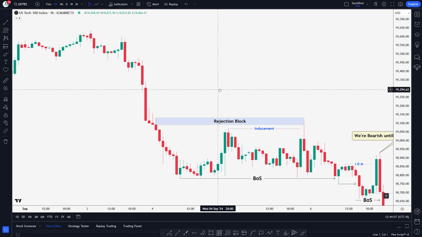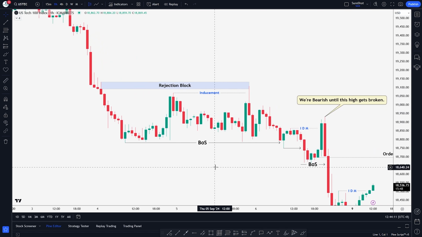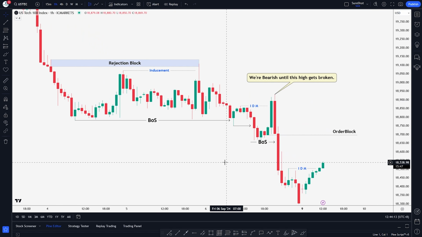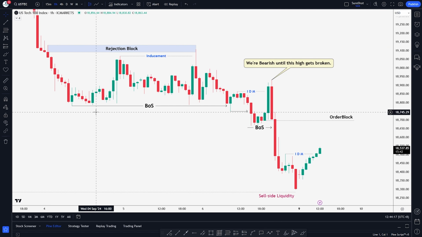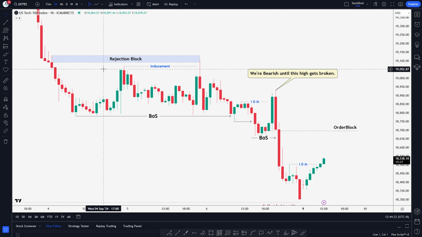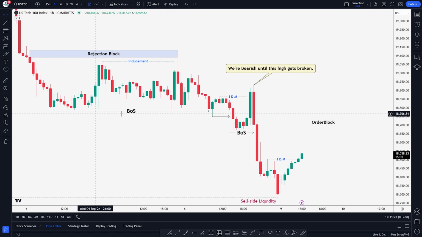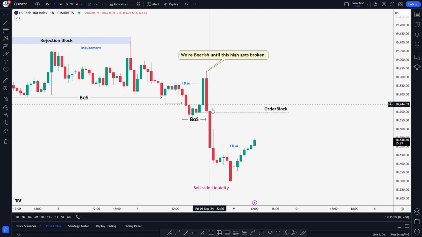On the hourly time frame, we can clearly notice that last week was a huge drop and the market continued its bearish momentum with lower highs and lower lows. We can clearly see that the market took out this inducement and reacted from this rejection block. And afterwards, the market gave us a break of structure and continued its bearish momentum.